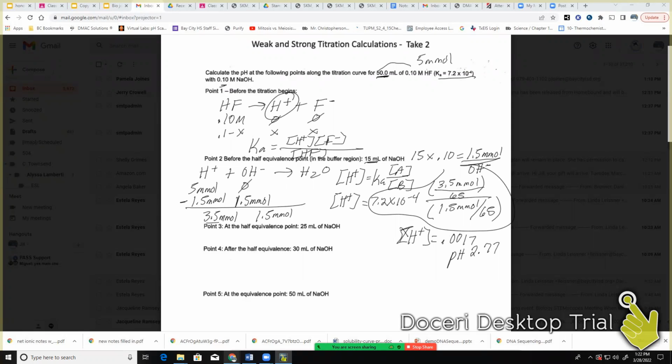Now part 3 should be the easiest one because that's when we're at the half equivalence point. That's when you can just say pH is equal to pKa. So I just take the negative log of my Ka, which they gave me, and that would give me 3.14. That would be equal to my pH. That should be your easiest calculation right there.